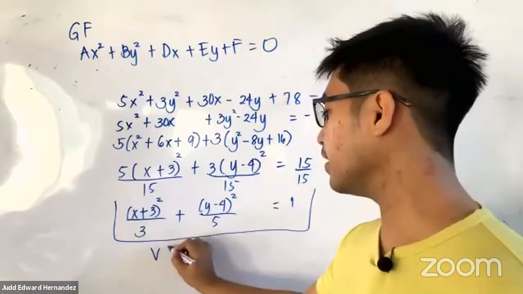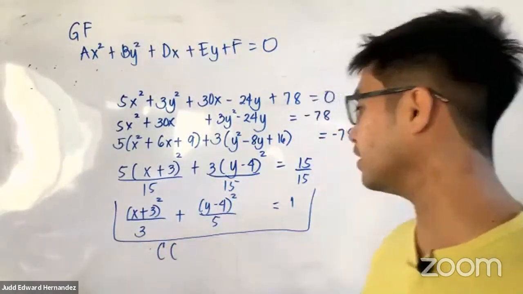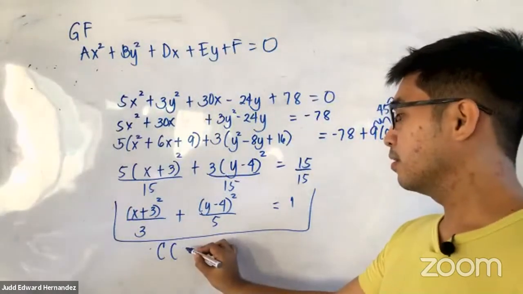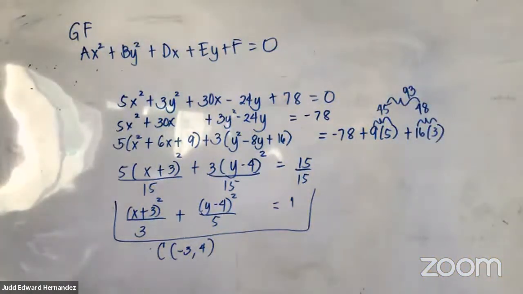Okay, and where is the vertex? And where is the center? I mean, where is the center? The center is located at negative 3, positive 4. Okay, so that is now the center.